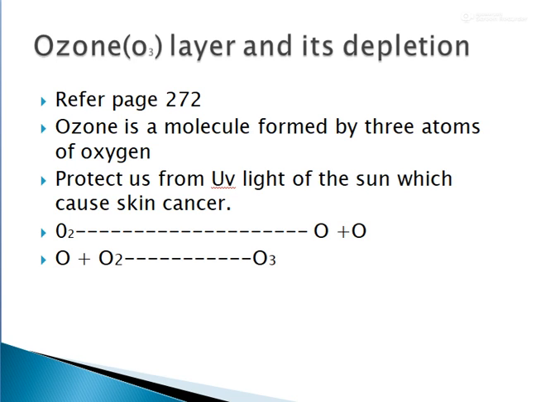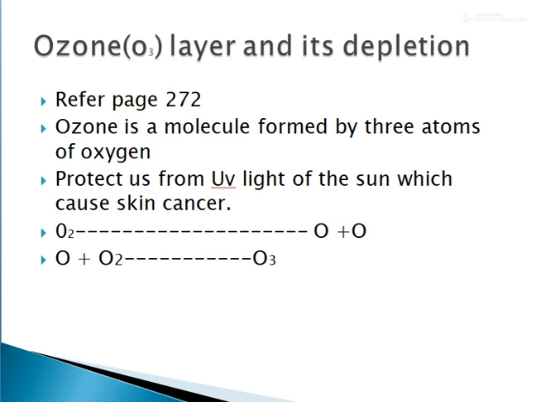as we all know, oxygen is freely available in our atmosphere. Yes or no? And because of UV light, this oxygen gets broken down, separating the molecules of oxygen. And the separated oxygen atoms combine with oxygen again, and thus they form this O3, that is the ozone.